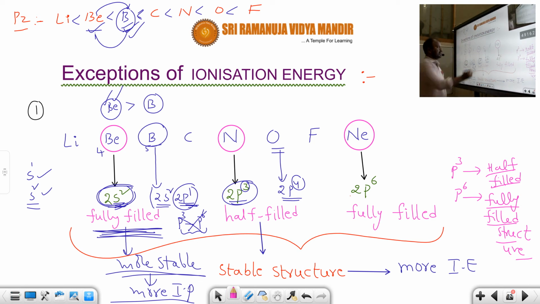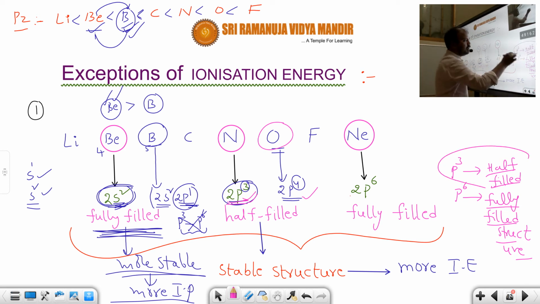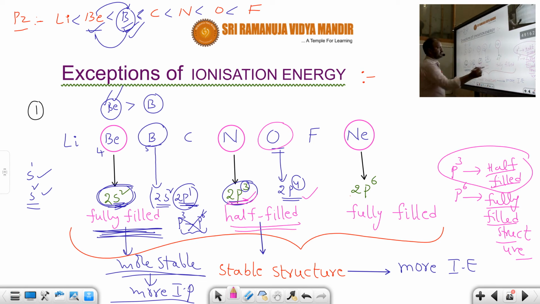So here, nitrogen and oxygen. In the case of nitrogen, the valence electronic configuration is 1s2 2s2 2p3, and oxygen is 1s2 2s2 2p4. Oxygen has a 2p4 orbital, and nitrogen has 2p3. So p3 or p4, we know which is more stable. Obviously p3 is more stable due to the filled structure. Comparing nitrogen and oxygen, nitrogen is more stable. That's why it has a higher ionization potential.